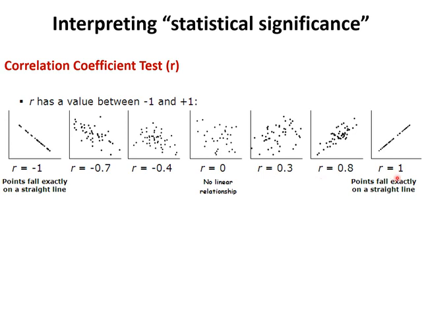1 means there is a perfect positive relationship. Negative relationship means when one variable increases, the other will decrease. And -1 means there is a perfect negative relationship. This is only related to the relationship between variables, and it's not about cause and effect relationship.